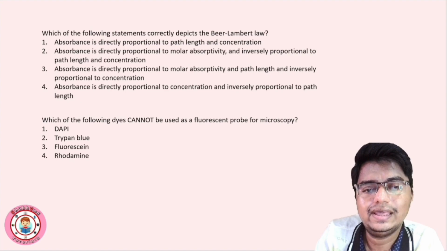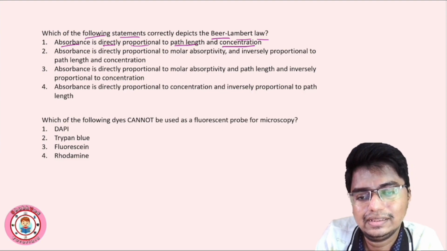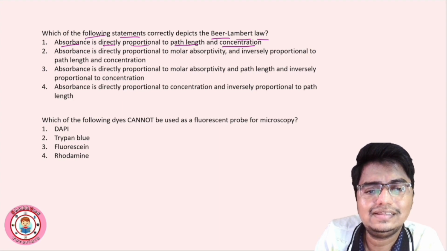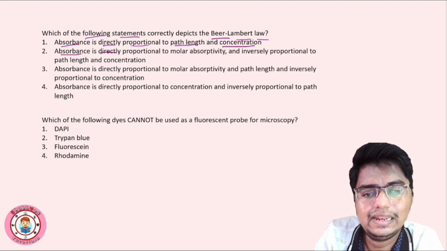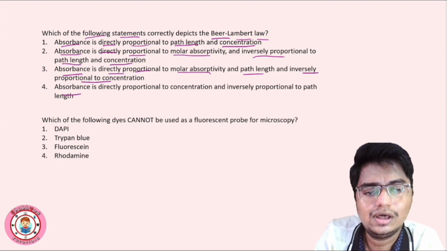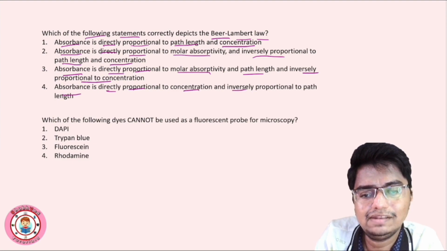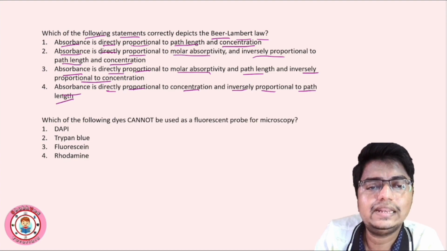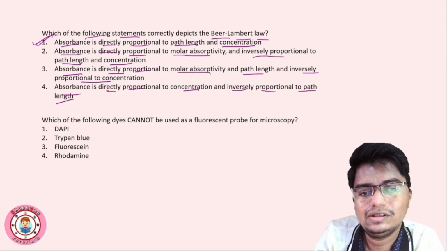So first question for today, which of the following statements correctly depicts the Beer-Lambert law? First point, absorbance is directly proportional to path length and concentration. Yes, this seems to be correct. Let's see other options also. Absorbance is directly proportional to molar absorptivity and inversely proportional to path length and concentration. No, wrong. Absorbance is directly proportional to molar absorptivity and path length and inversely proportional to concentration. No. Absorbance is directly proportional to concentration and inversely proportional to path length. No. It is directly proportional to the path length and concentration. First statement is correct.